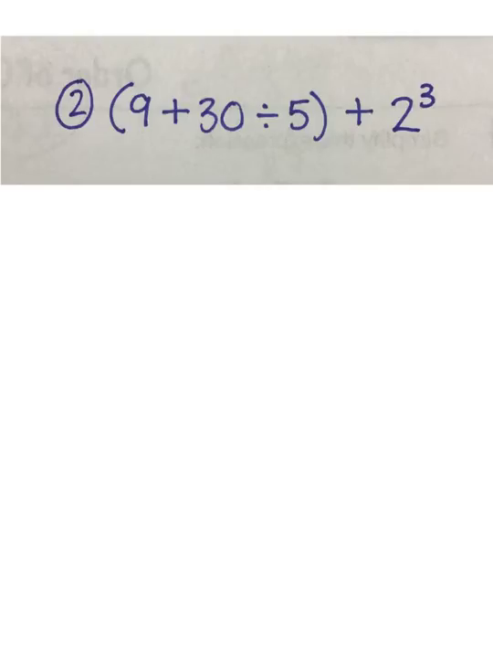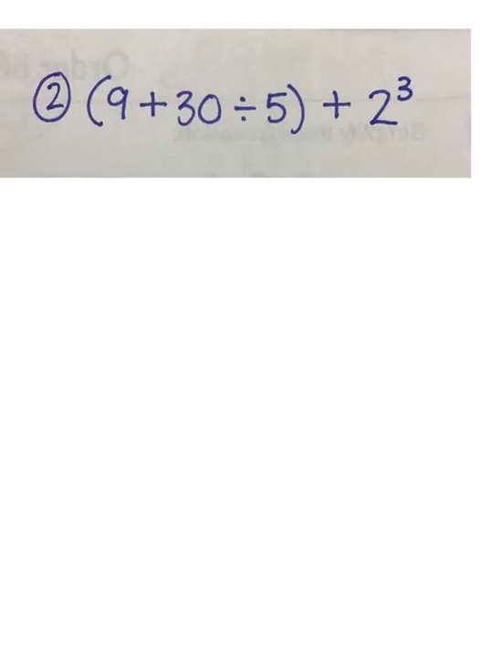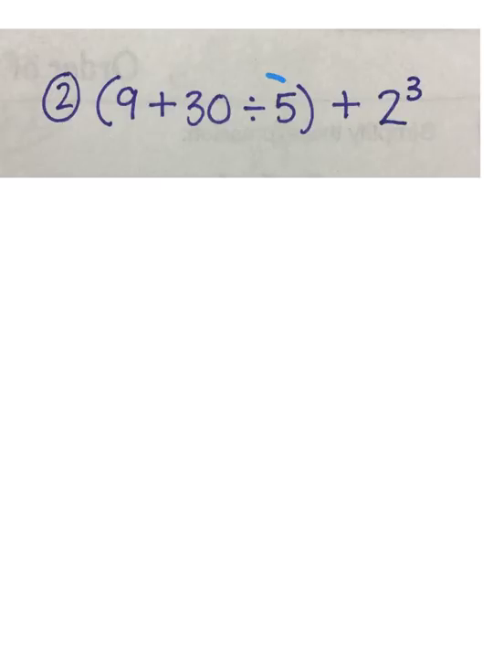We have parentheses 9 plus 30 divided by 5, end parentheses, plus 2 to the third power. When following order of operations, it goes parentheses, exponents, multiplication, division, addition, and subtraction. Okay, so we need to do our parentheses first. Inside our parentheses, we have 9 plus 30 divided by 5. Remember, we have to do division and multiplication before addition, so we have to start with 30 divided by 5.